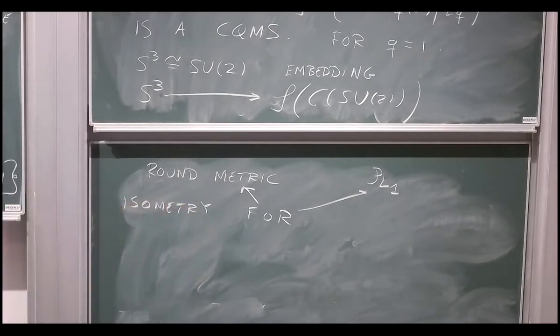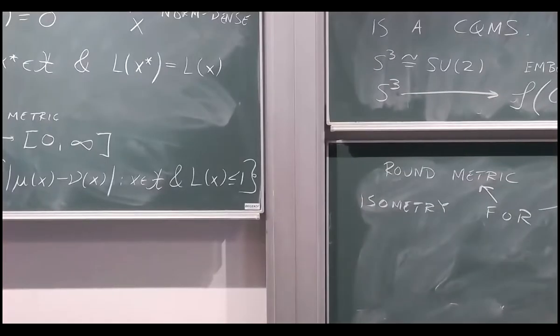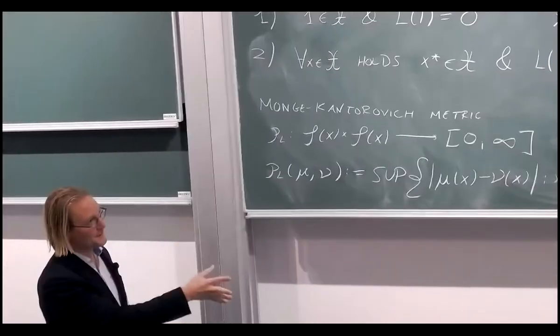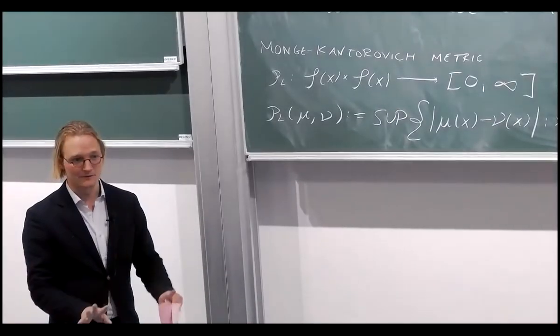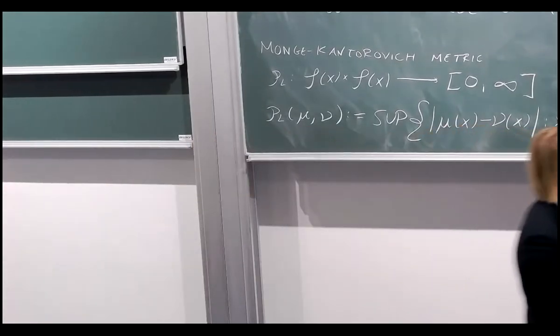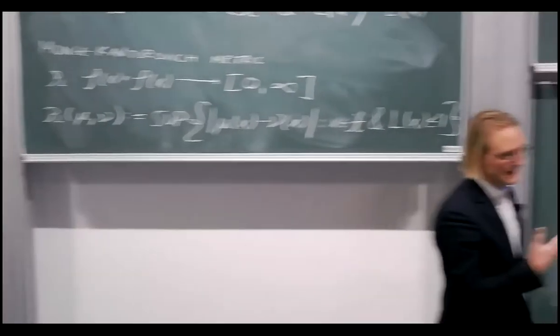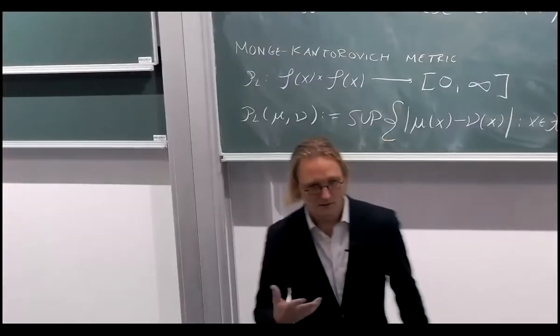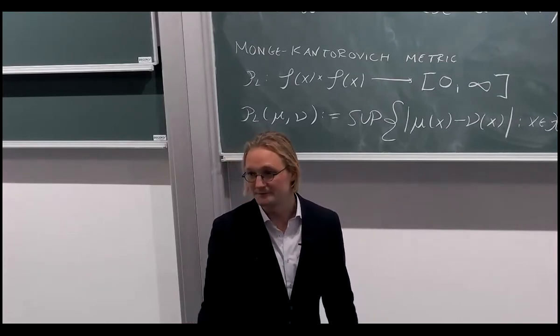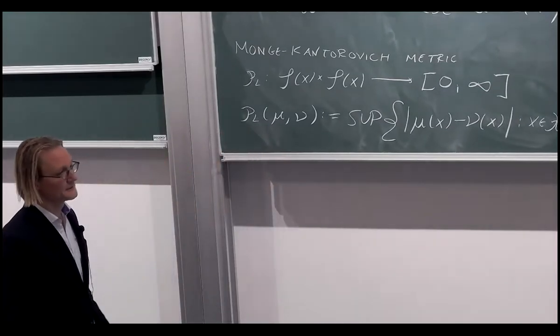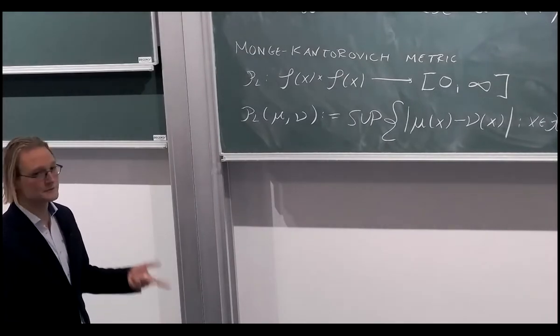Yes, so now it looks like we are on the right track. So we have now turned quantum SU(2) into a compact quantum metric space for every value of the deformation parameter Q. And we even have that for Q equals one, we get the three sphere with the classical round metric. So this is kind of nice. And now we would like to understand how these compact quantum metric spaces change when I vary the Q deformation parameter. And for this, this continuity is going to be captured by the quantum Gromov-Hausdorff distance.